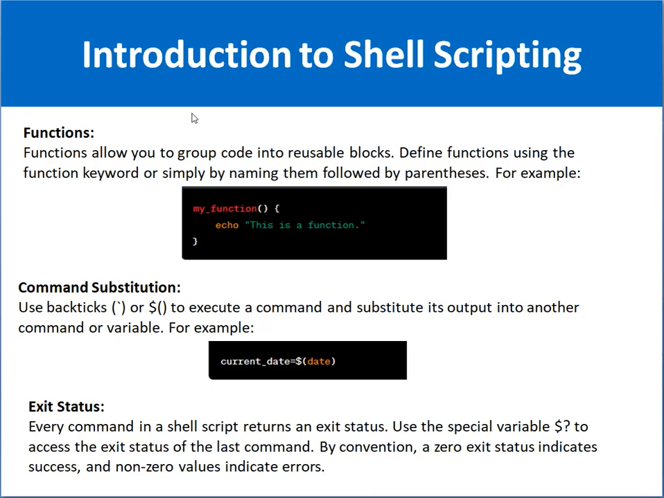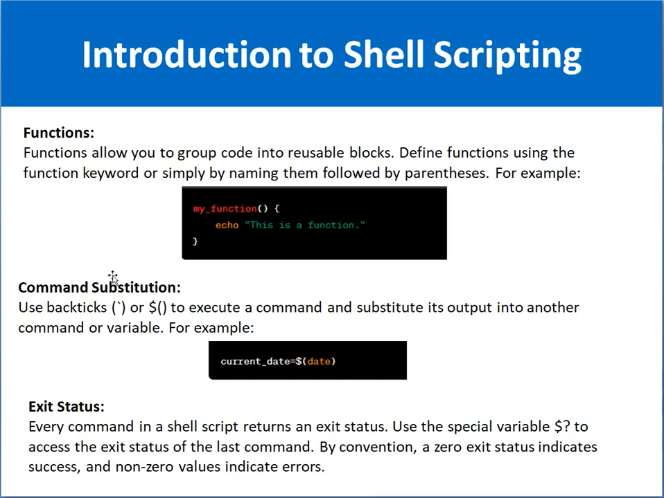So our code representation becomes more accurate, more precise, and we can do the testing properly. This is an example of a function: my function, open bracket, echo "this is a function". Whenever you call this function, it will just print "this is a function" on the command line.